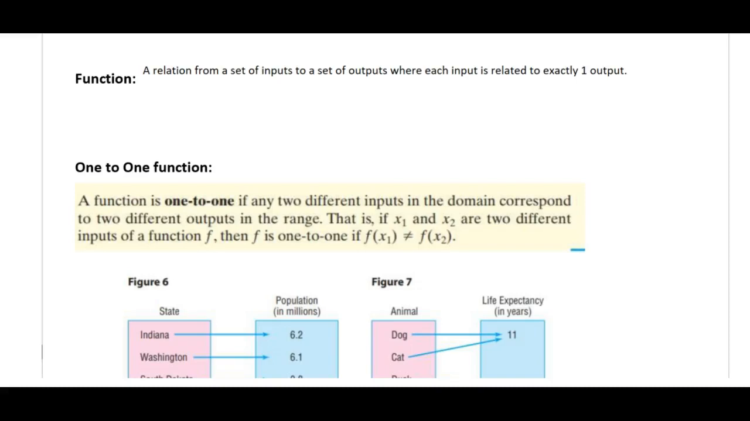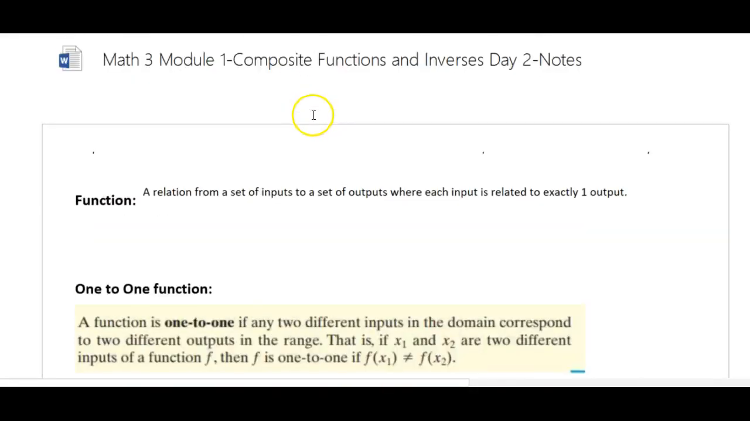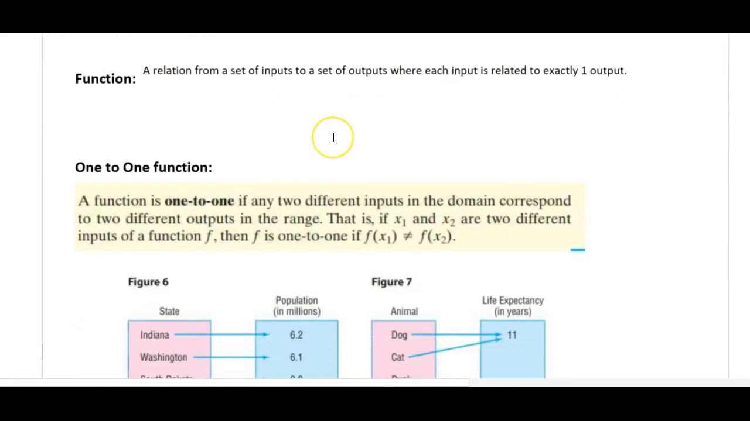All right, welcome back. Day two of Math 3 Module 1 is kind of a refresher of functions, and then we add one small little element to it. If you remember back in the day, a function is a relation from a set of inputs to a set of outputs where each input is related to exactly one output. You guys probably remember it more as: for every input there's exactly one output.